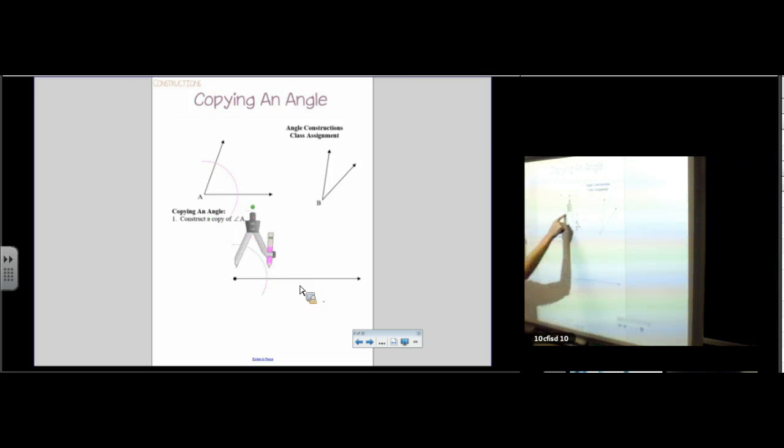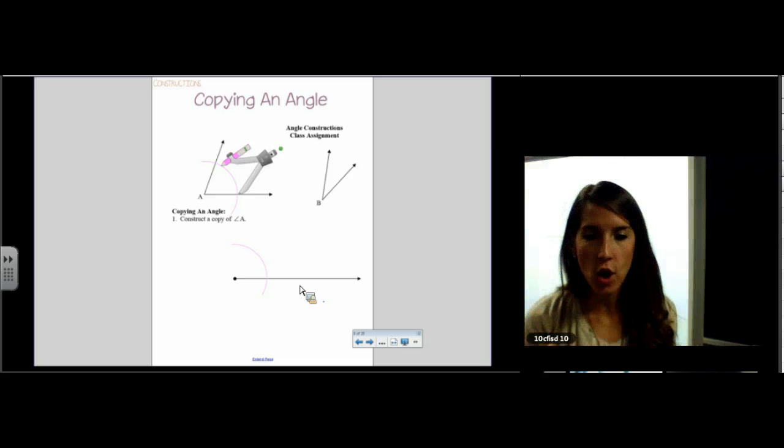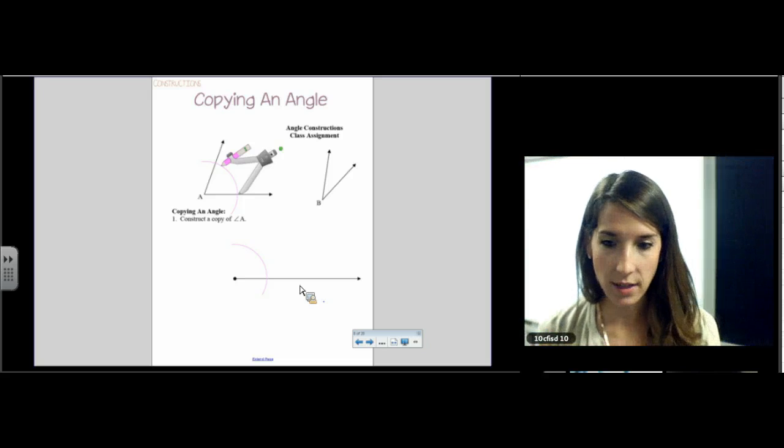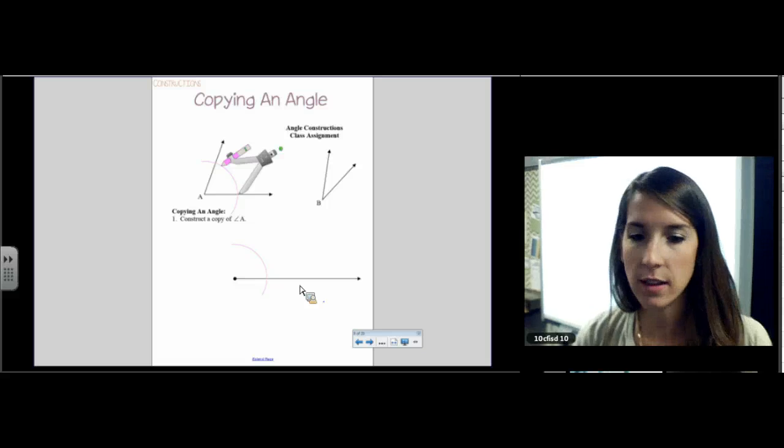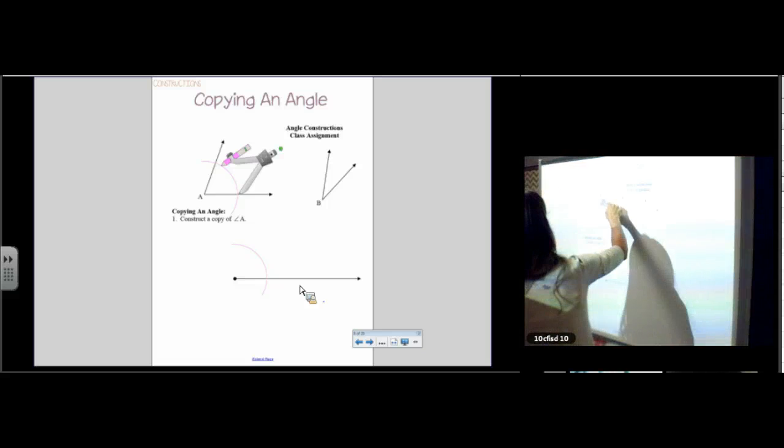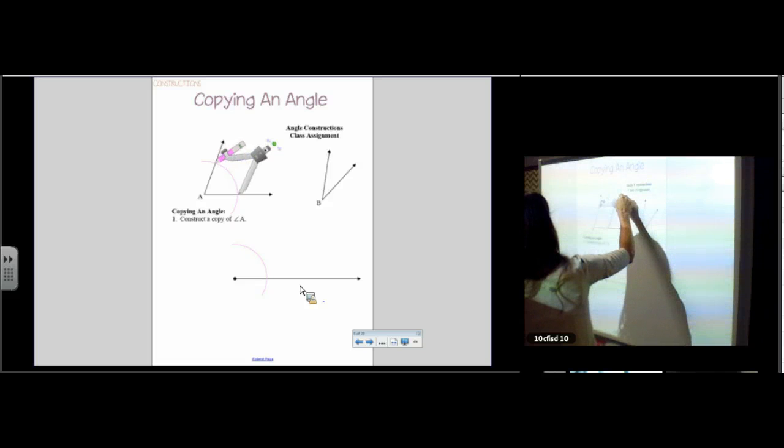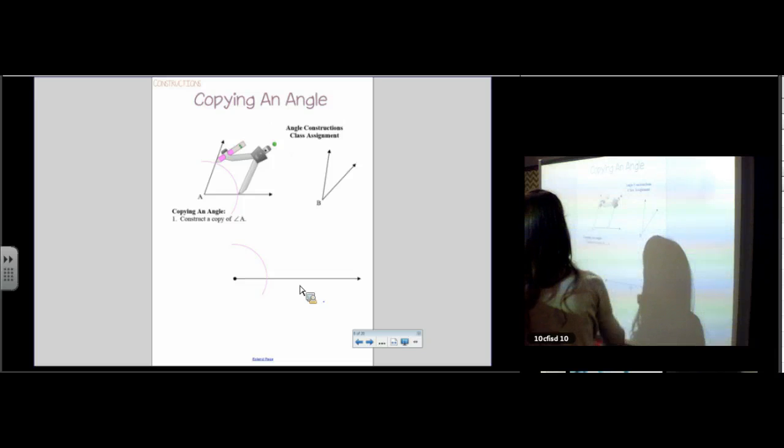Then what's really important is you need to put your needle on one side and your pencil on the other. Do you notice how mine is not open the correct amount right now? It's not. So I need to open this a little bit more because I need my pencil to be on the intersection where the arc meets the angle. That's good enough for me.